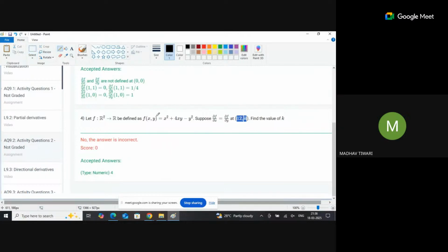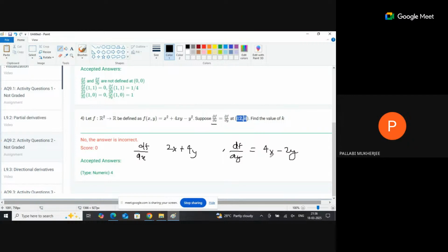So I have x square plus 4xy minus y square. If I differentiate with respect to x, it will become 2x plus 4y, and that is df by dx. And here if I do df by dy, what I will get is 4x minus 2y.